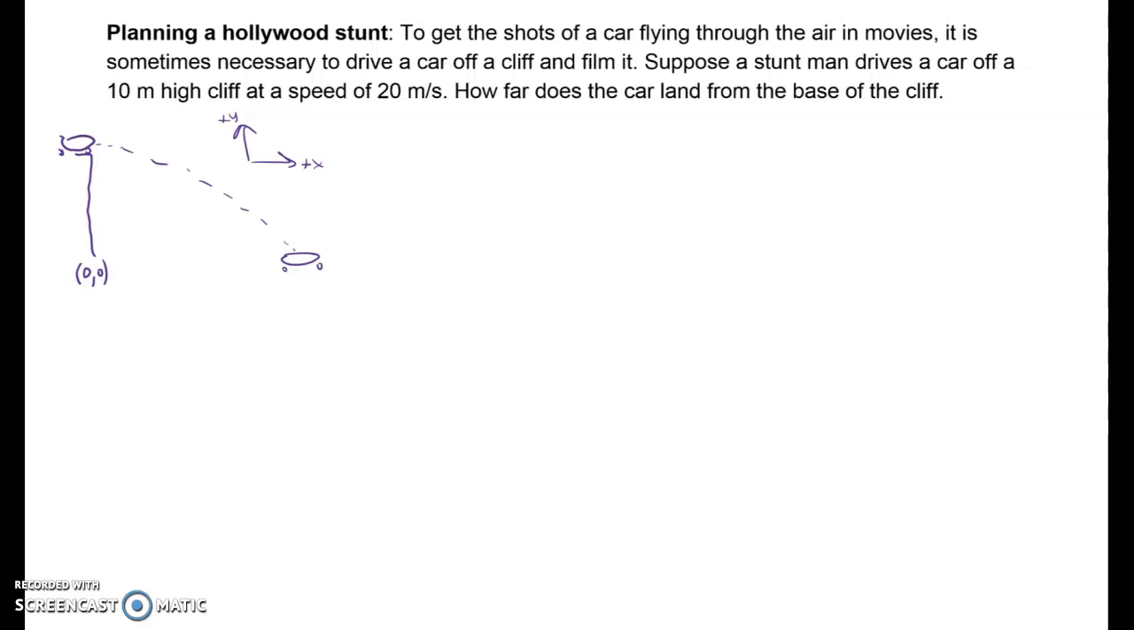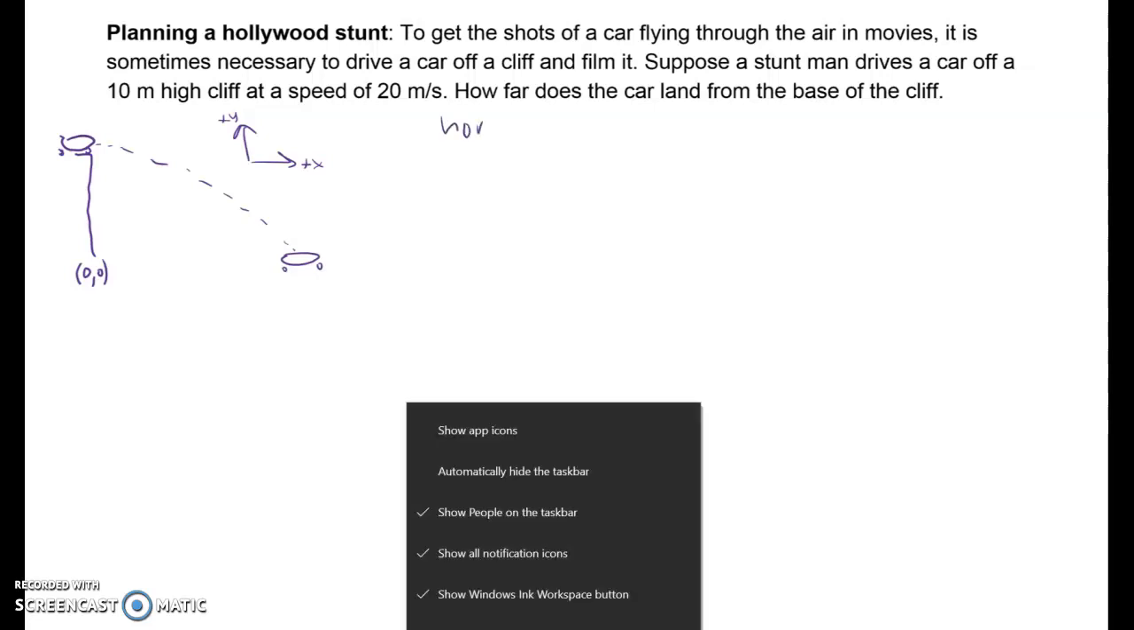Alright, so this is a 2D problem because the car is both moving horizontally and vertically. So we need to worry about two lists of our kinematic variables. We have to list what's going on horizontally.